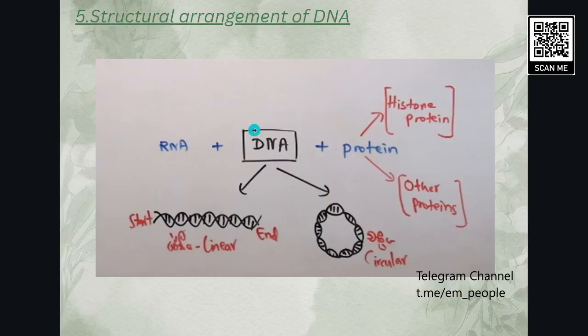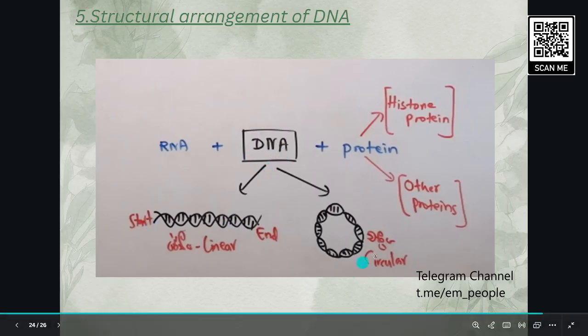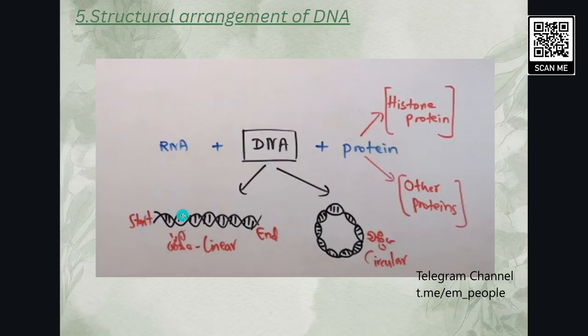Structural arrangement of DNA. In this lesson, I told you before that it is based on RNA, DNA, and proteins and the interaction between them. For the structural arrangement of DNA, you have to know that there are 2 types, linear and cyclic or circular. Linear means there is a starting and ending point. In proteins, there are 2 types: histone proteins and the other proteins.